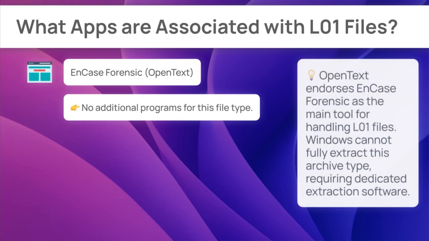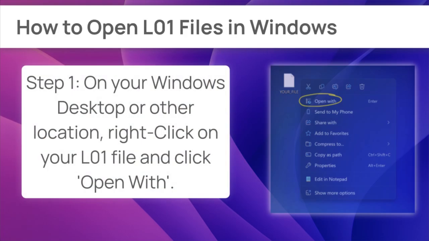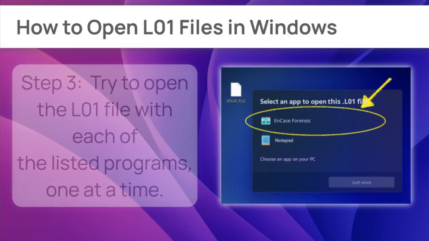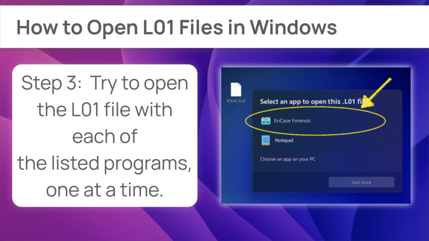Windows cannot fully extract this archive type, requiring dedicated extraction software. Windows supports only limited interaction with disk images, so complete access requires dedicated software. Your first step in the technical sequence: right-click the L01 file and choose Open With. Use EnCase Forensic as your first test case. If it fails, choose another program immediately.